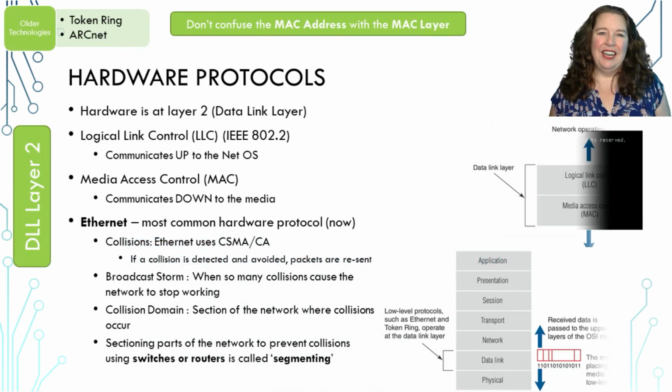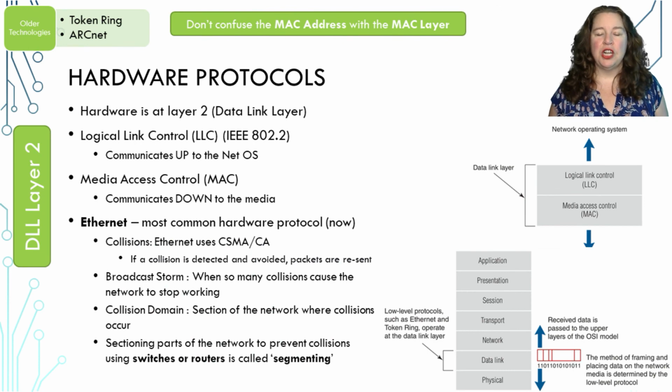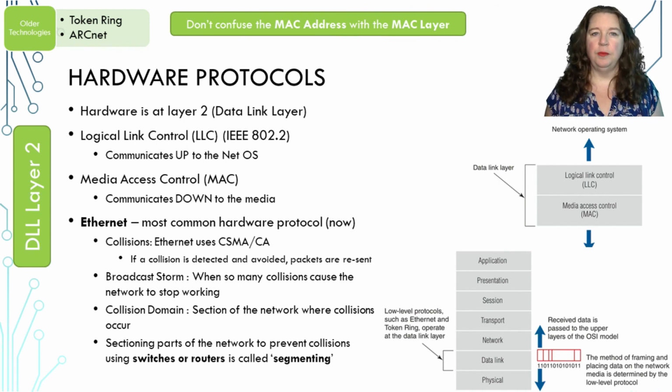Okay, at this point, we're going to start delving into our OSI model layer 2. This is our data link layer. So this is where our hardware protocols exist. So when we're talking about our hardware protocols, this is going to be in the data link layer, the one that has the two different versions, the MAC and the logical link control, the LLC. So we have the two layers in that OSI model.